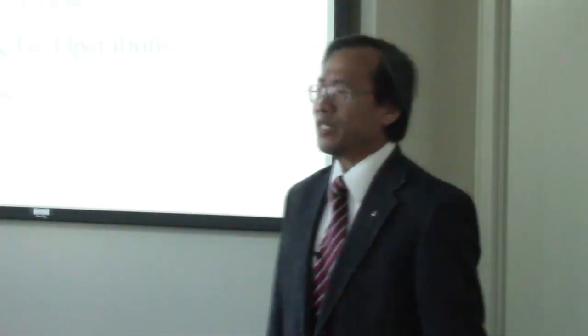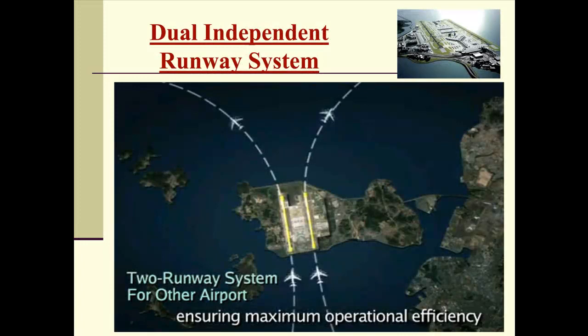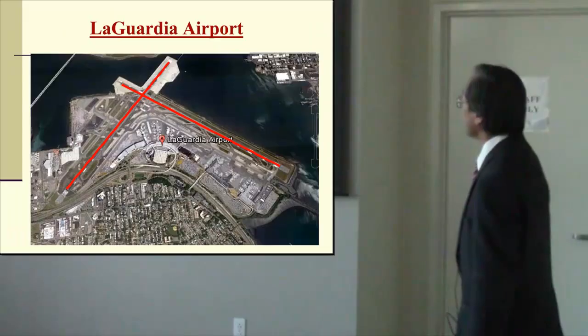Several major criteria determine airfield capacity: the number of runways and configuration, the fleet mix, the combination of big airplanes and small airplanes, weather conditions, the tactical operations, plus how the runways are used. This is a slide with dual independent runway operation. Depending on the lateral separation of two runways, each runway can independently operate by itself.